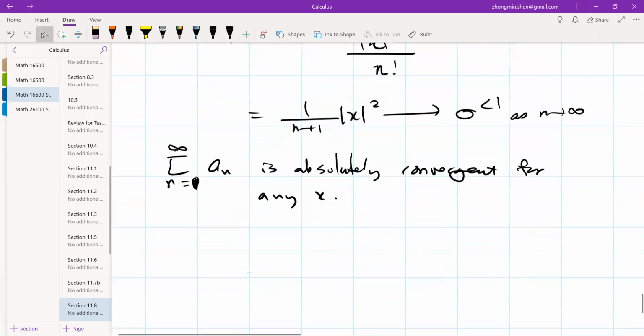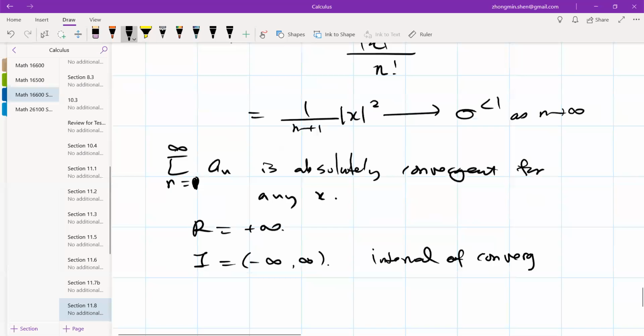So the radius of convergence is going to be infinity, and the interval of convergence is from negative infinity to positive infinity. This is called the interval of convergence. That's just because there's always convergence.